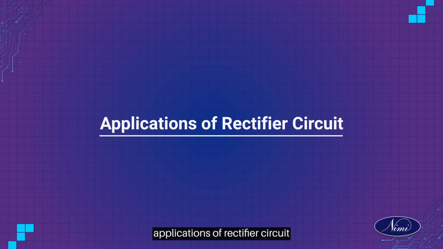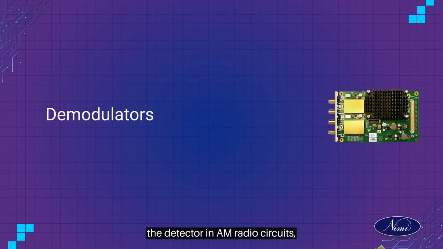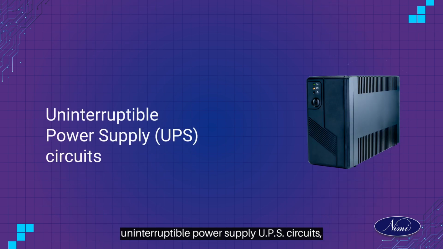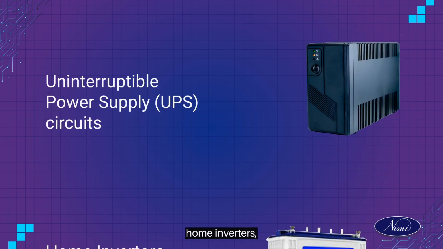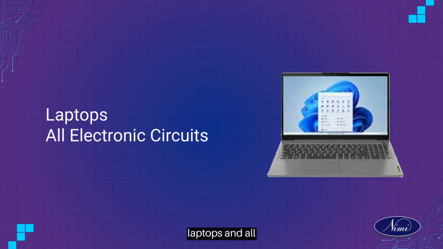Applications of the rectifier circuit. Rectifier circuits are used in demodulators, the detector in AM radio circuits, uninterruptible power supply UPS circuits, home inverters, battery chargers in mobile phones, laptops and all electronic circuits in industries.